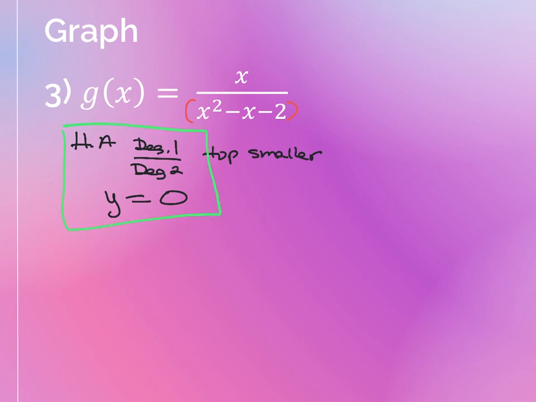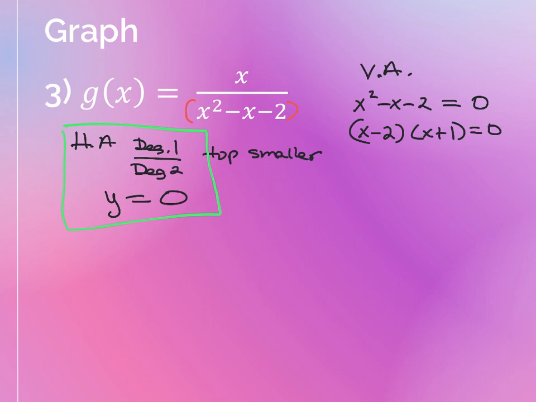Now let me look for the vertical asymptote. The vertical asymptote is found by setting the denominator equal to 0. So x squared minus x minus 2 equals 0. I need to find the zeros, so I need to factor this. So the factors of negative 2 that give me negative 1 are x minus 2 and x plus 1.